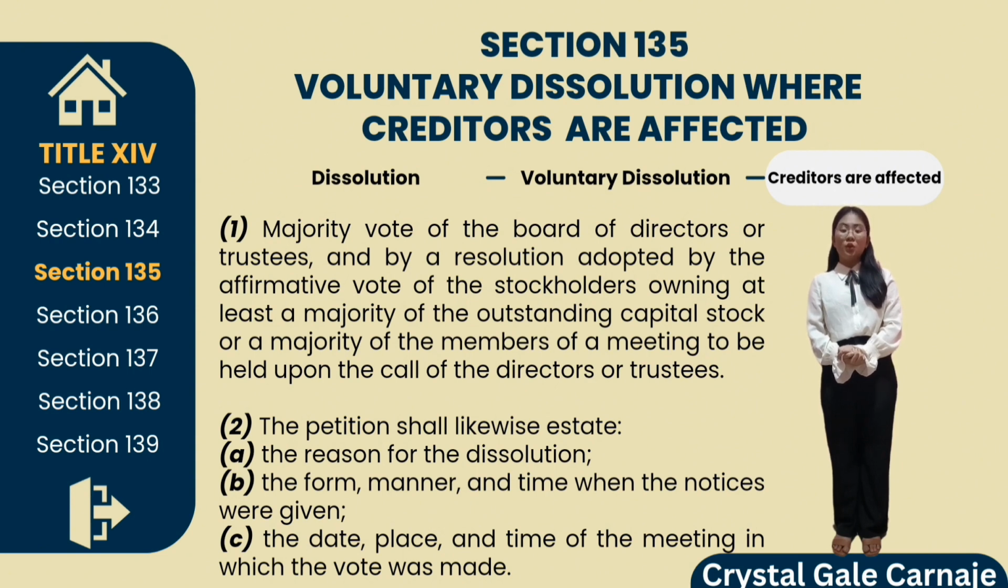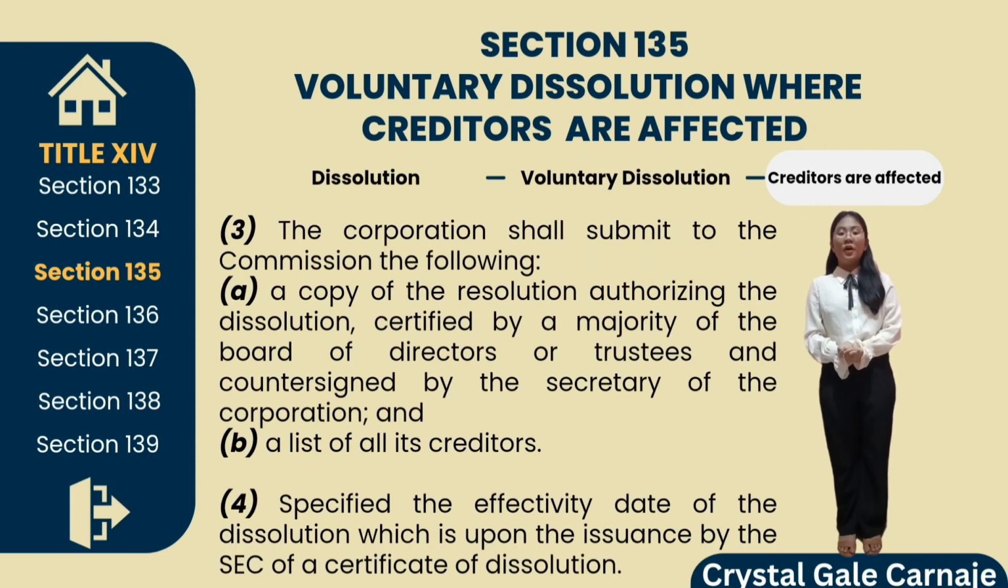The petition must also state the reason for the dissolution, the form, manner, and time when the notice was given, and the date, place, and time of the meeting in which the vote was made. In addition to the petition, the corporation shall submit to the Commission the following: a copy of the resolution authorizing the dissolution, certified by the majority of the Board of Directors or Trustees, and countersigned by the Secretary of the Corporation, and a list of all its creditors.